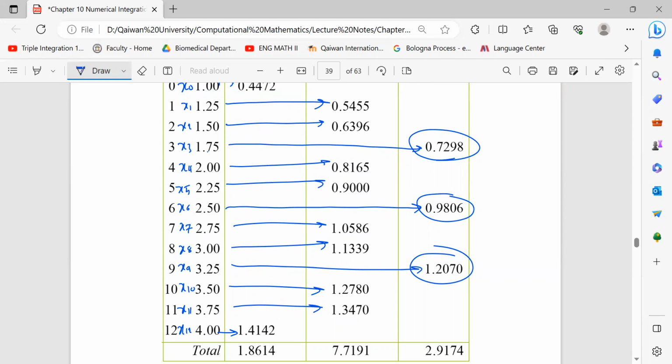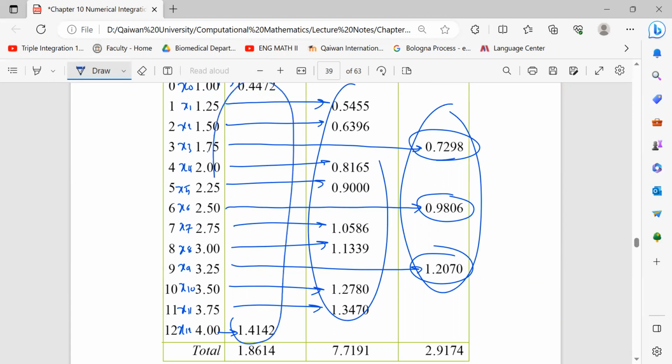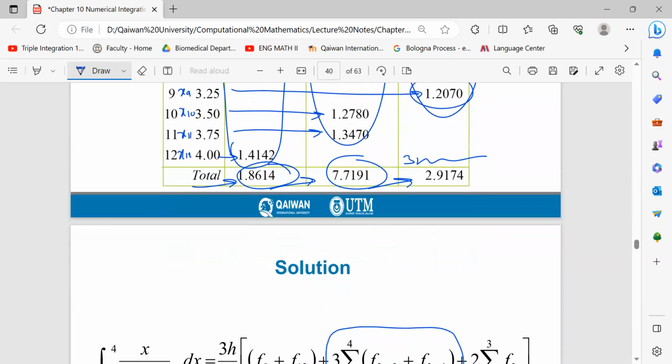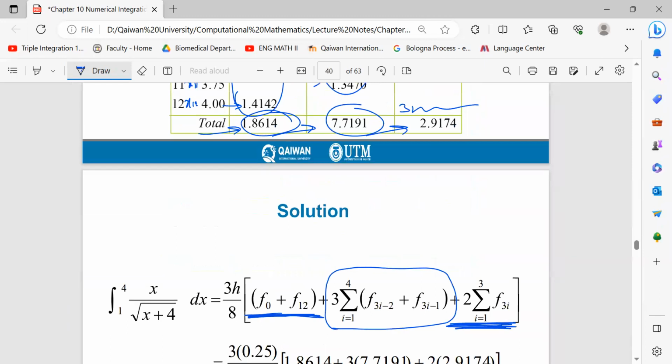Okay. Now we find the sum of these, and these two. Okay. These are their sum. This is three multipliers. This is all the others, and this is first and last. We say it's 3h over 8. First and last.